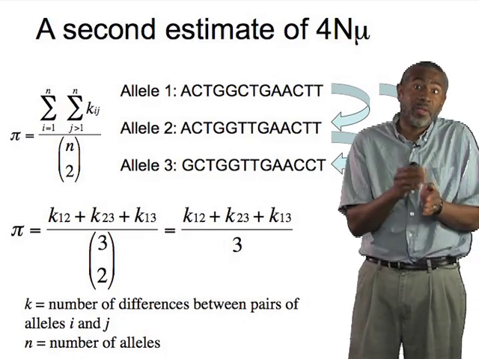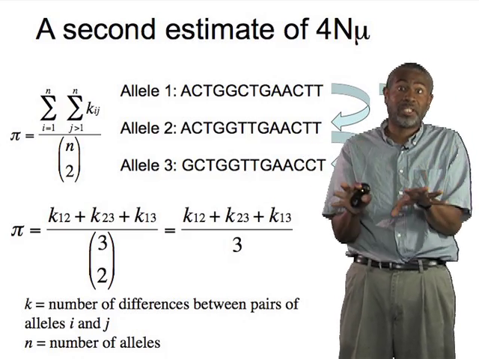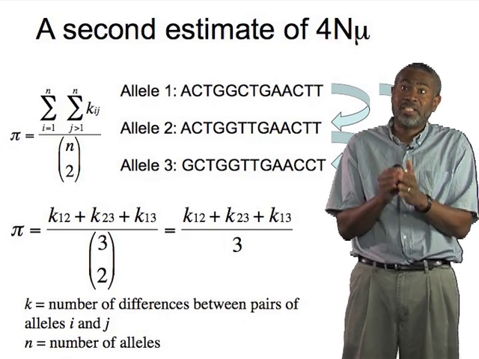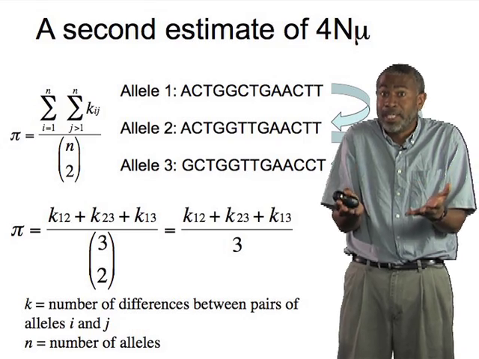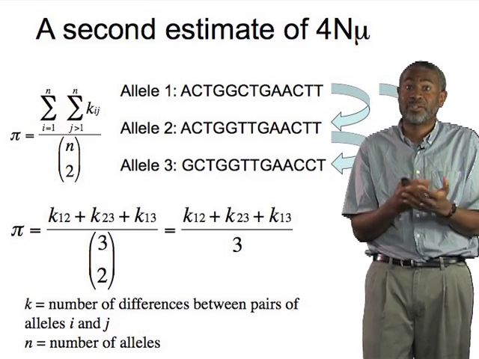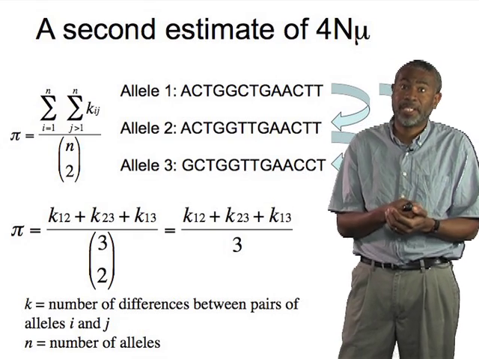It may be that there's some other deviation, like population substructure. Maybe you have two populations when you thought you just had one. We won't be going into detail on that measure. It's called Tajima's D, but it's a very common measure for looking at natural selection when you have genetic variation from natural populations.